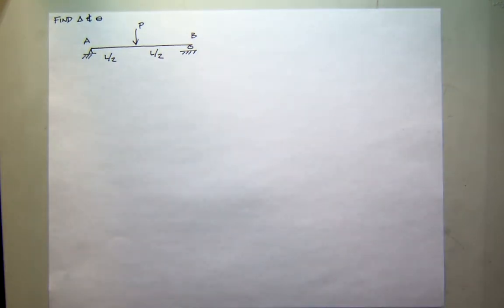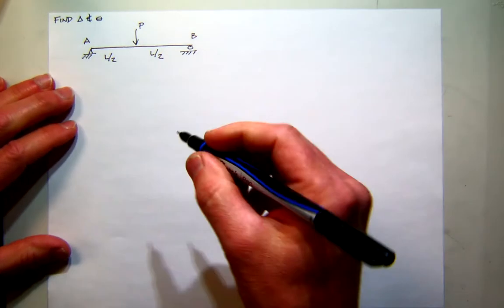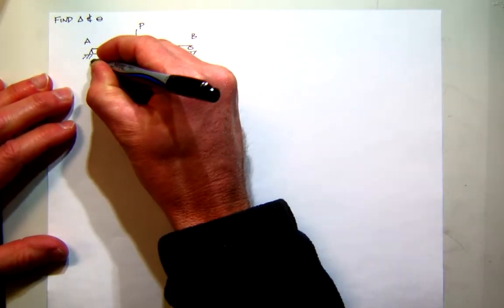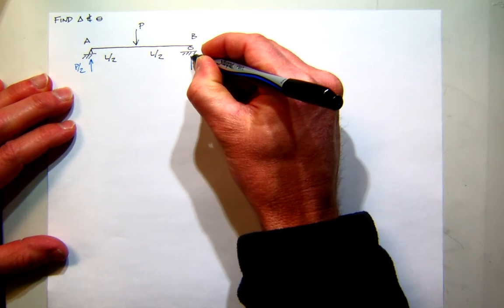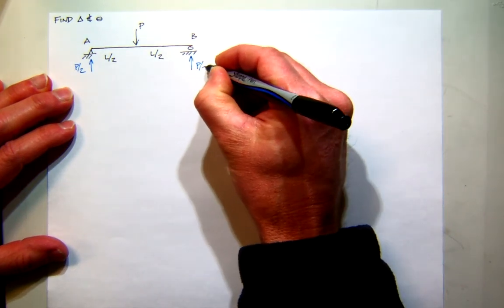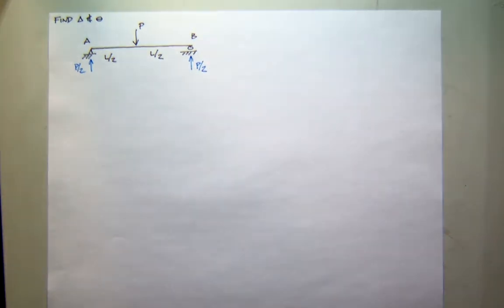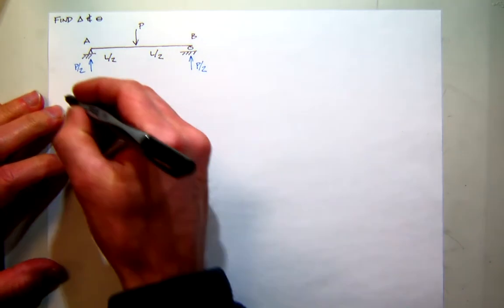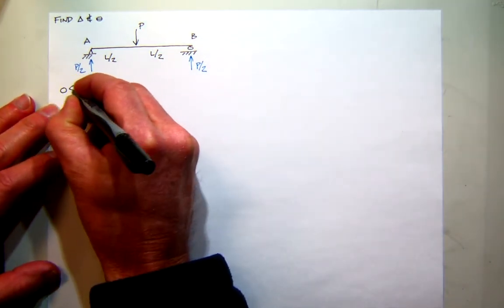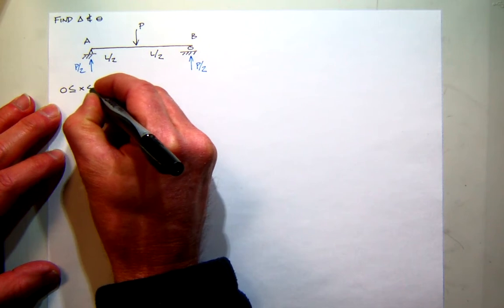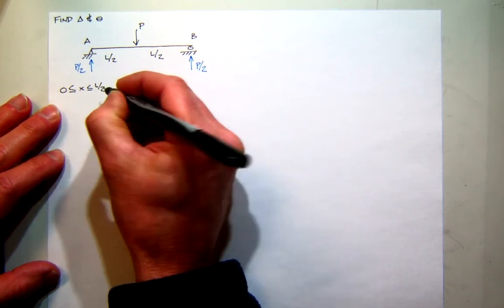Now, I don't think I have to do too much work for you to get that the reactions are going to be P over 2 on both sides. You could do your statics and find that pretty quickly, but I want to get through this one in a more timely fashion. So let's write an equation for the moment that's valid from 0 to L over 2.